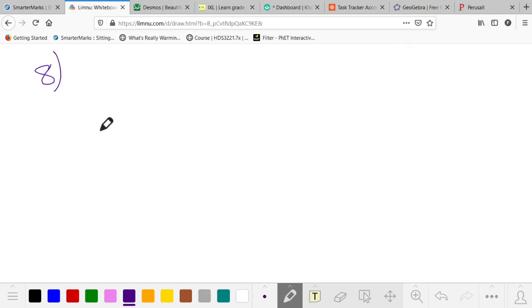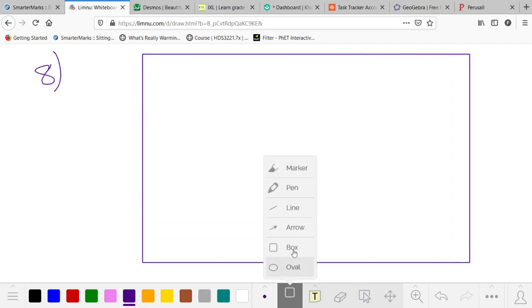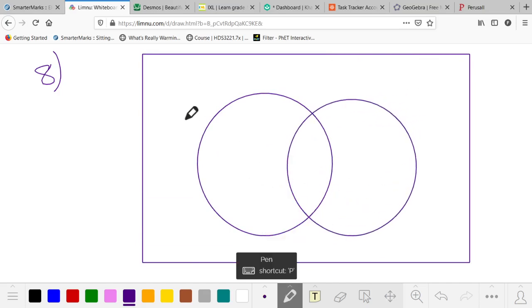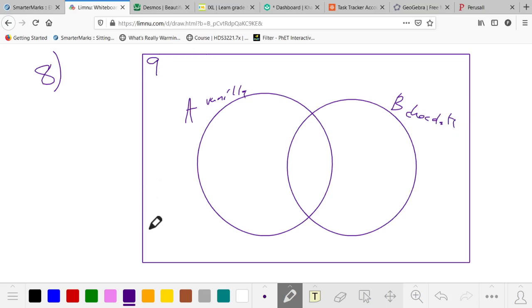Number 8. Tashi asked 80 people if they liked vanilla or chocolate ice cream. So if A is for vanilla and B is for chocolate, she asked 80 people. 9 people didn't like either flavor. 20 liked only vanilla, and 11 liked both vanilla and chocolate.